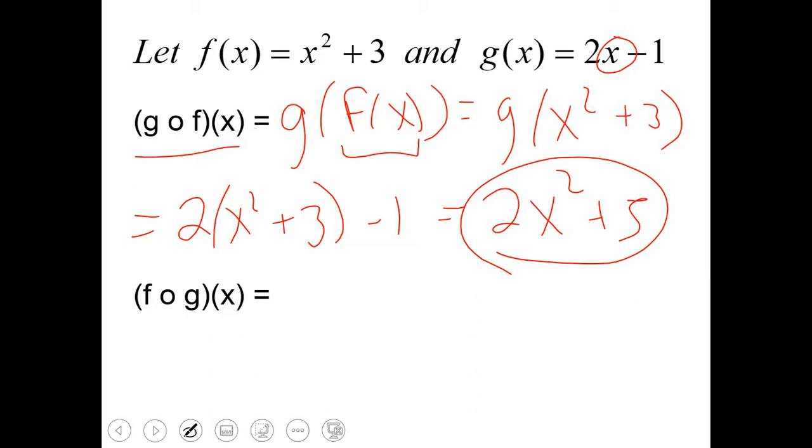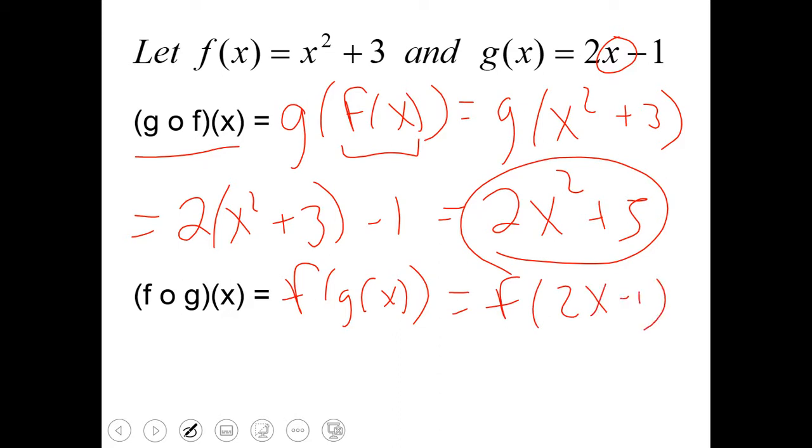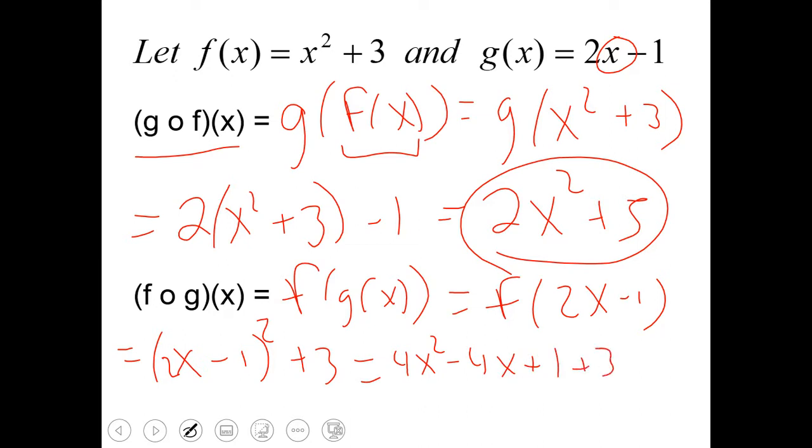F circle G, that means that you are finding F of G of X, which again means if you're working from the inside out, you're going to start by replacing the G. So now go to the F function. Everywhere there is an X, you're going to put a 2x minus 1, the whole thing squared plus 3. 2x minus 1 squared, that is, of course, a FOIL. So first, outers and inners, last, plus 3. And then your final answer, 4x squared minus 4x plus 4.